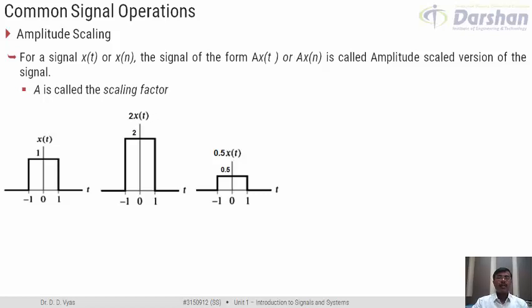We can have a similar example in discrete time signals also. Let us say that we have a discrete time signal x of n. What is the nature of the signal? The nature of the signal is that the signal is non-zero between -2 to 2. At -2 the value is 1, at -1 the value is 2, at 0 the value is 3, at 1 the value is 2, at 2 the value is 1, and for all other values of n, x of n is 0. Now suppose that I try to plot 2x of n.